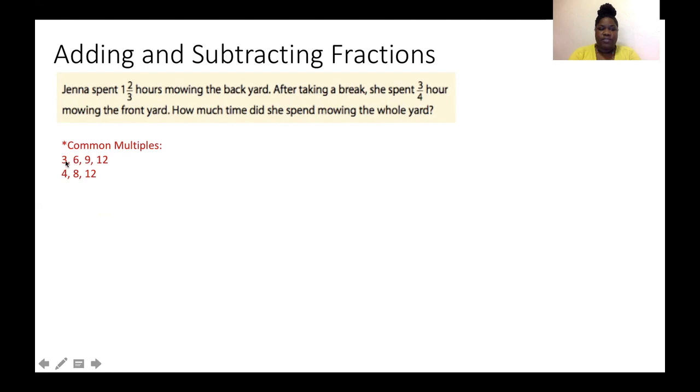So first I'm going to find my common multiples between the denominators 3 and 4. So I skip count. 3, 6, 9, 12, 4, 8, 12. I see that 3 and 4 have the least common multiple of 12 in common. So that's going to be my common denominator.